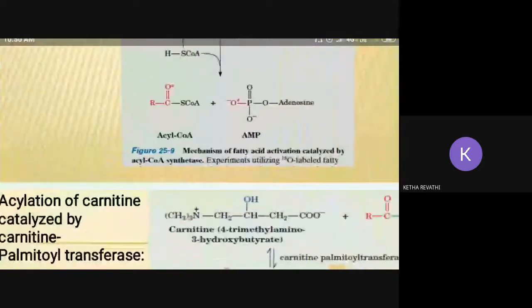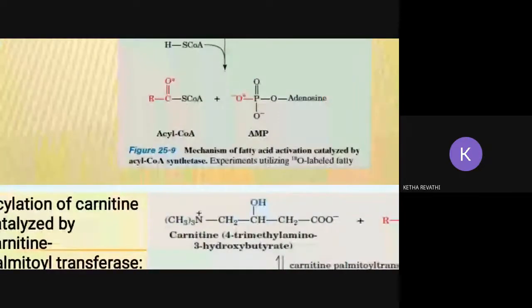Now, this activation step usually takes place in the cytosol, but the actual beta oxidation takes place in the mitochondrial matrix. That's why the acyl-CoA should be transferred from the cytosol to the mitochondrial matrix. How will it be transferred?